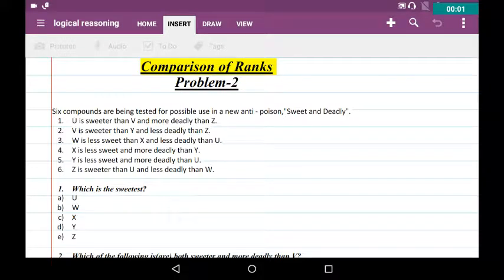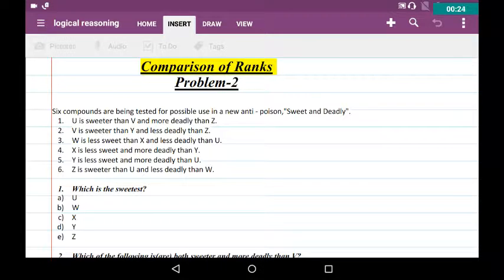Hi, we'll be seeing the next problem in comparison of ranks. For more clarification about the assumption and statements, you can refer to my previous video, problem 1. I have explained clearly about the assumption and statements. So here I will be moving a little bit faster, with fewer explanations. We'll move to the problem.